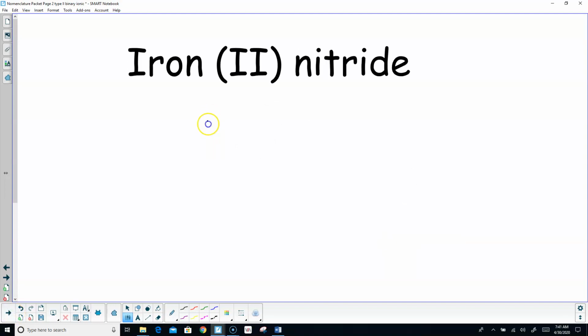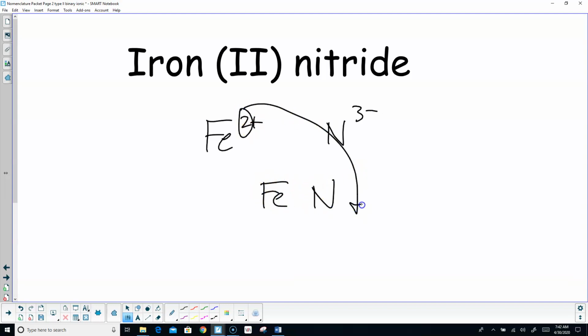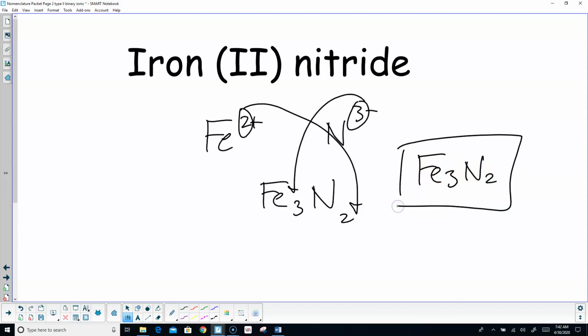Iron 2 nitride. This tells me iron's charge is 2 plus. Nitrogen's charge is 3 minus. And so what we're going to do, this 2 is going to go here. This 3 is going to go here. And so it's Fe3N2, iron 2 nitride.